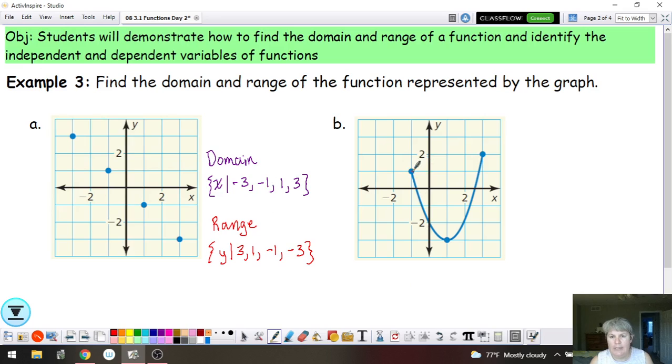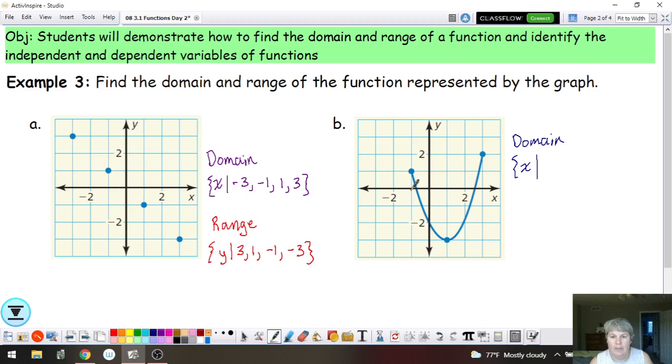Now on graph B, you see that we have this curve. So all of the points that are on this curve actually are represented in our domain and range as well. We couldn't possibly list every single one of those points, so we have to use some inequality symbols. So the domain, I'm going to put x and then I'm going to put this bar.